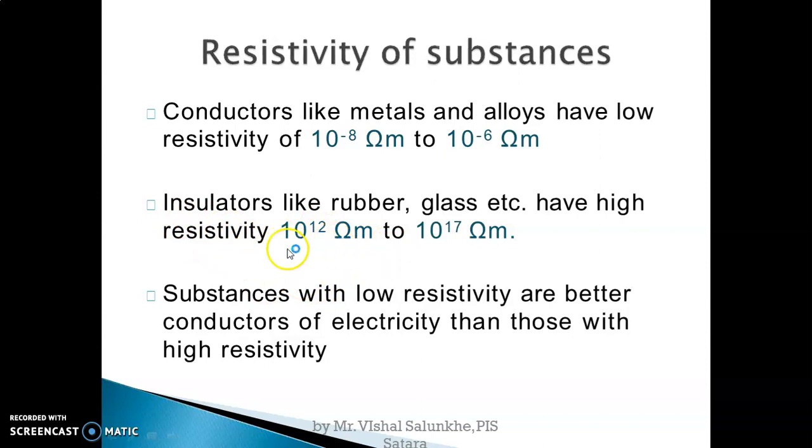The range is 10 raised to 12 ohm meter to 10 raised to 17 ohm meter. This is a huge value of resistivity because insulators basically don't have free electrons. That's why resistivity is high. Clear? So third, substances with low resistivity are often better conductors of electricity than those with high resistivity, as I explained.